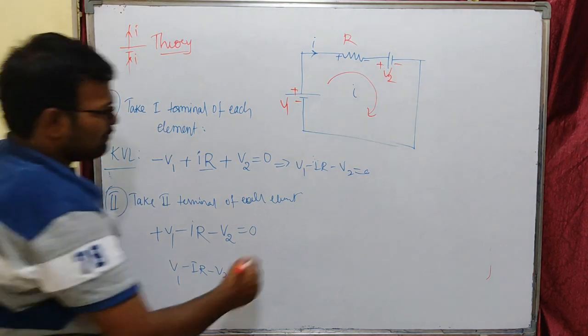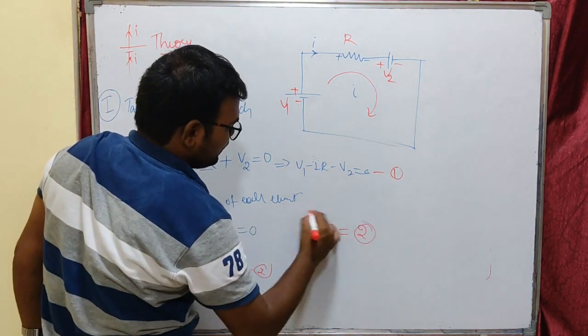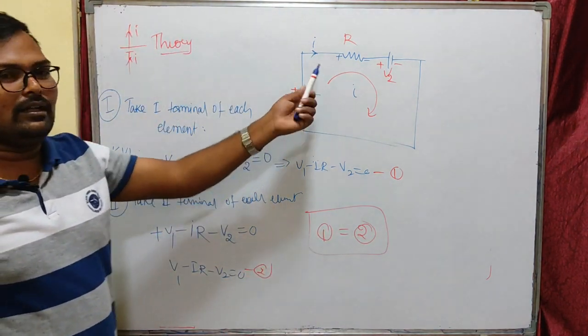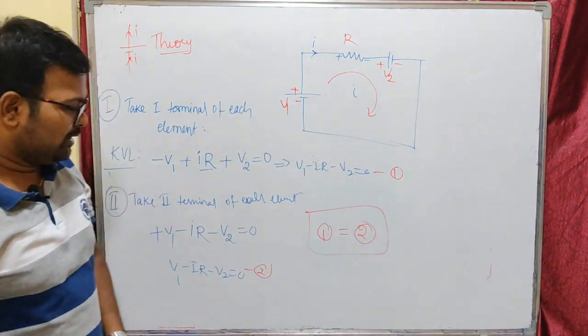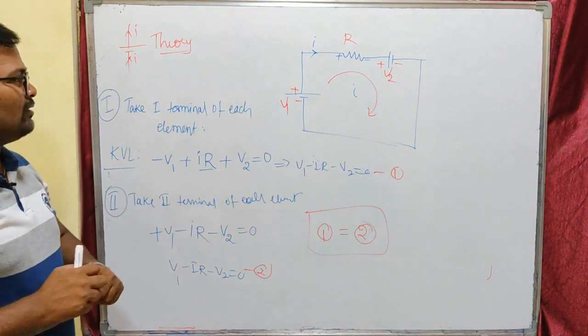Don't you think these two are equal? Expression 1 and expression 2 are both equal. You can either take the first terminal of each element or the second terminal of each element. Both are the same. There is no problem in considering either the first or the second terminal, so don't get confused while writing KVL.